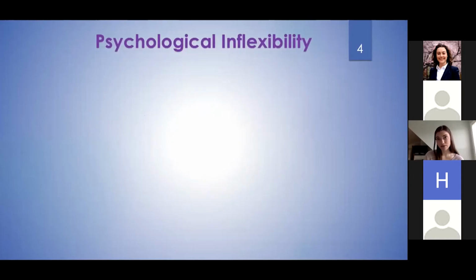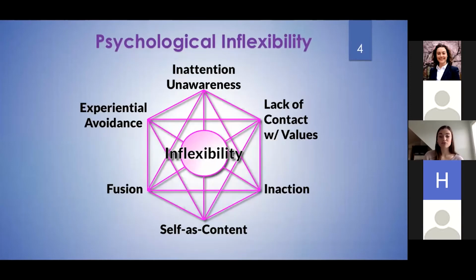And like I said, correspondingly, the 6 dimensions of psychological inflexibility consist of inattention or unawareness, which is doing things mindlessly, like on autopilot; lack of contact with values, losing touch with what's truly important to oneself; inaction, being derailed or overwhelmed by negative feelings; self as content can be thought of as criticizing or shaming oneself for having negative emotions; fusion is getting trapped in unwanted thoughts and feelings; and experiential avoidance is distracting oneself from experiencing negative emotions.